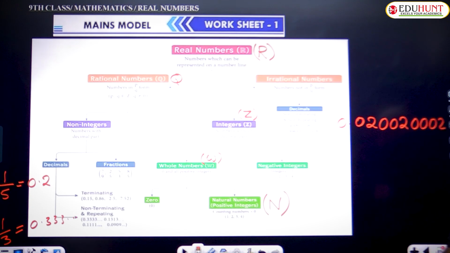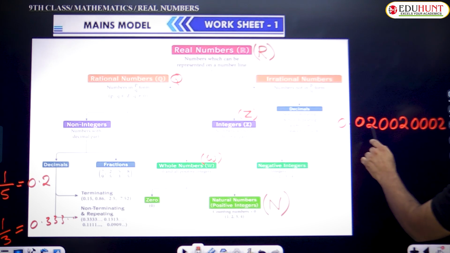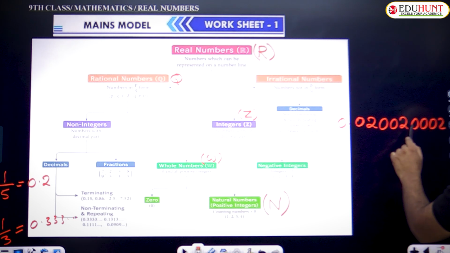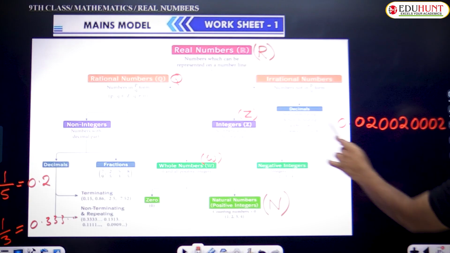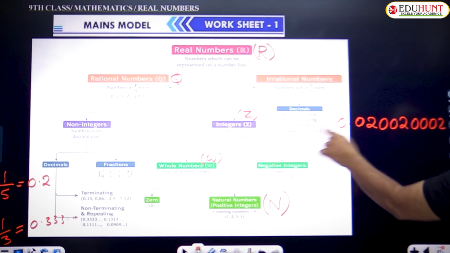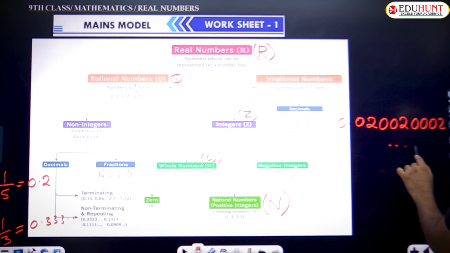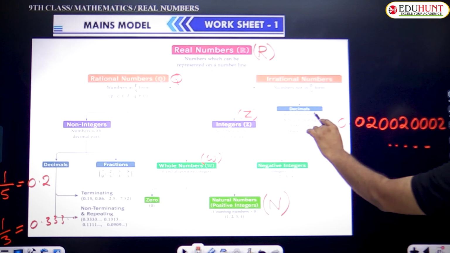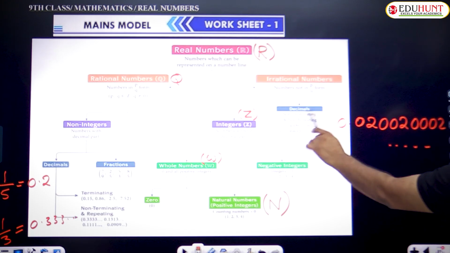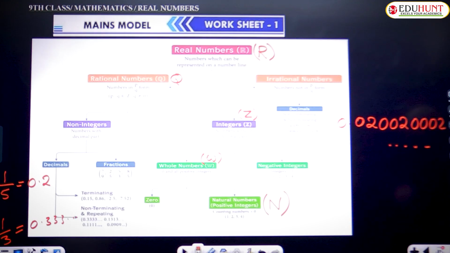So what I am taking as non-repeating: 002, again 002, again 0002, again 402, it is not a repeating order. Again non-terminating, it is not ended with a particular number. So non-terminating and non-repeating numbers are called irrationals. These decimals are obtained from irrational numbers, because the number is not in the form of p by q.